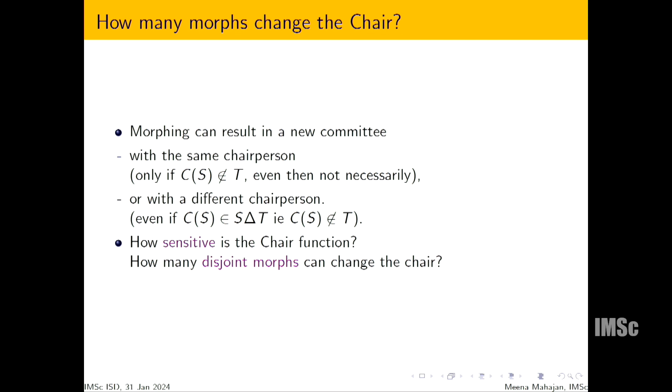So now the question we want to ask is this: this chair function, whatever way in which these people chose the chair, how sensitive is it? In how many ways can you change the committee to another committee and boom, the chair changes? Now choosing the chair is also a kind of fraught issue, so maybe there is some robustness that we want to look for. So in particular, what we are going to look at here is how many disjoint difference sets can you apply to a committee and end up with a committee which has a different chair?